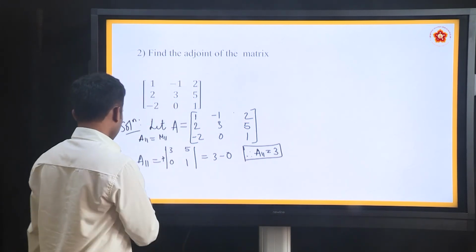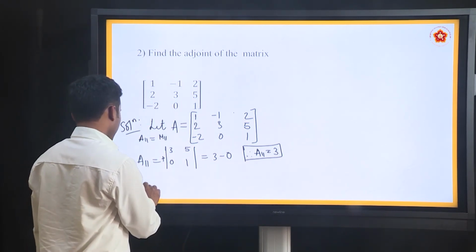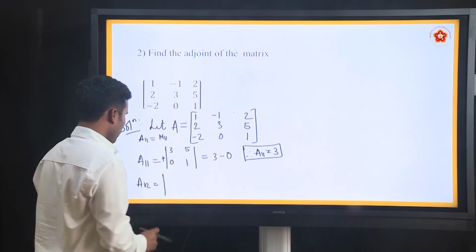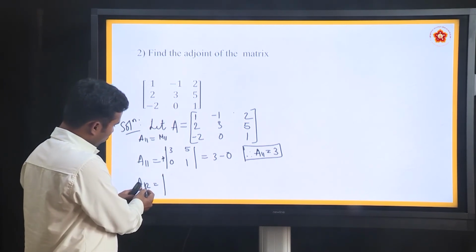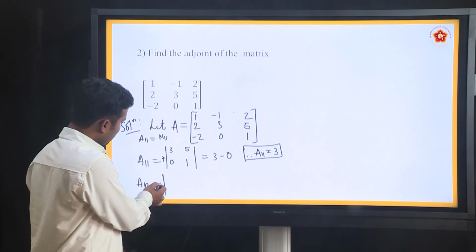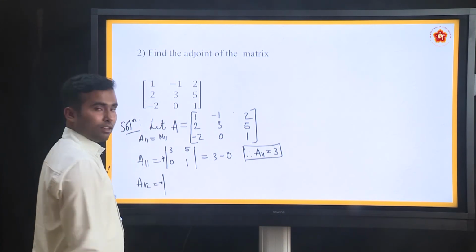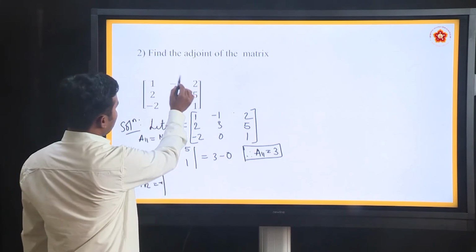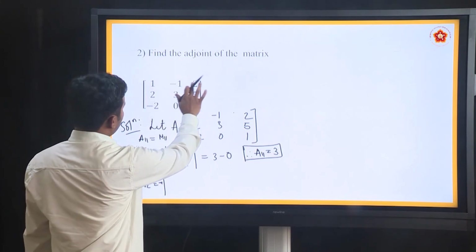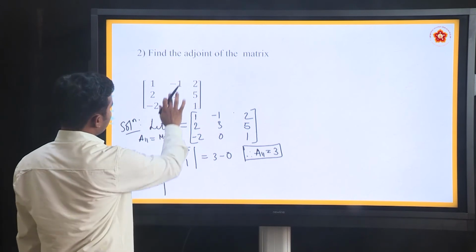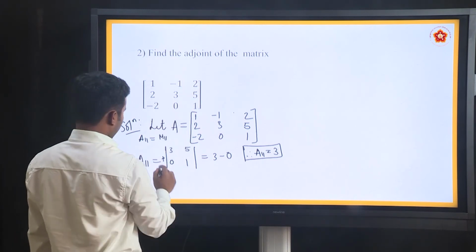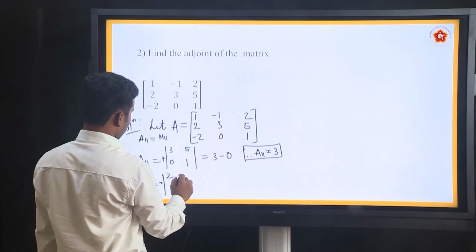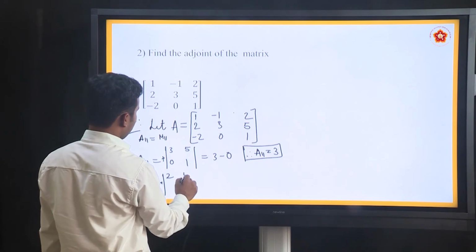Okay. Similarly, A12. 12 means 1 plus 2, 3. Okay, you should take minus. So what is that? Where A12 here? You just remove the first row, second column, and take the determinants of the other elements.